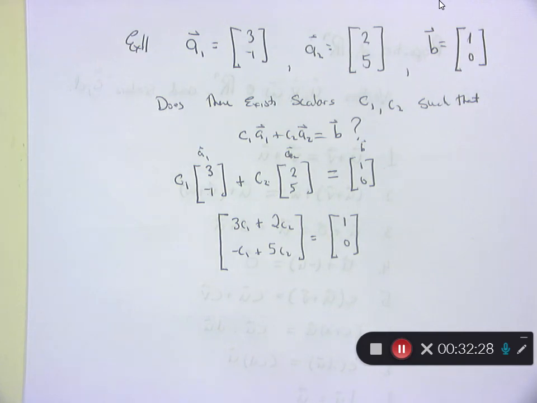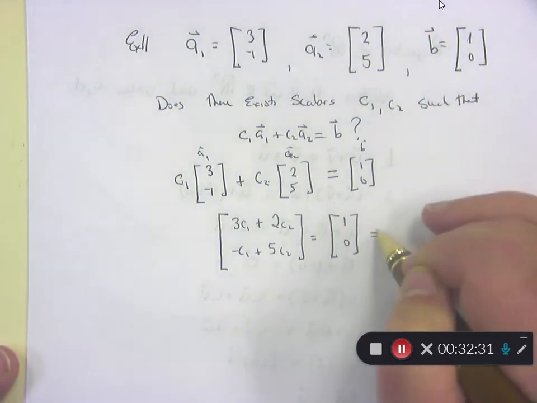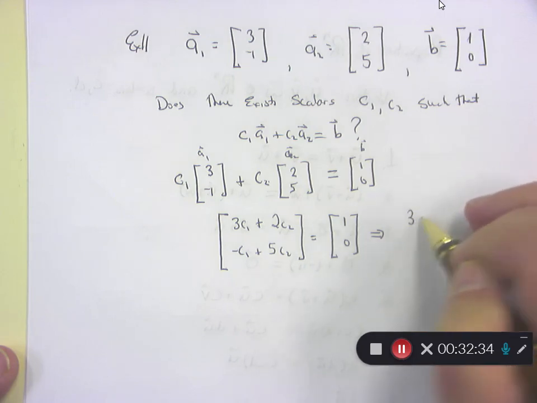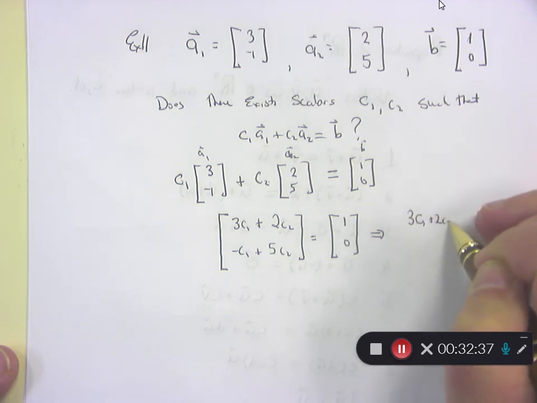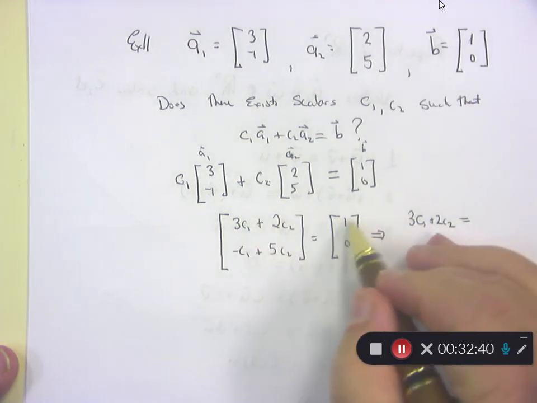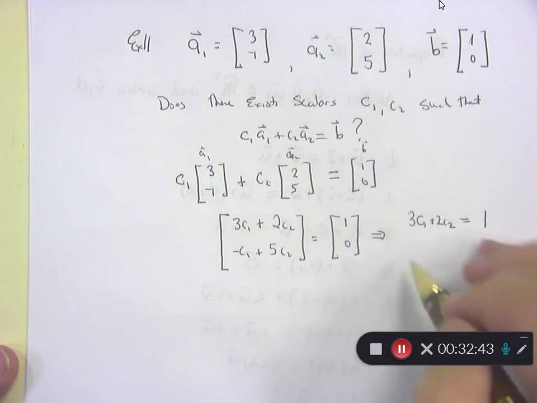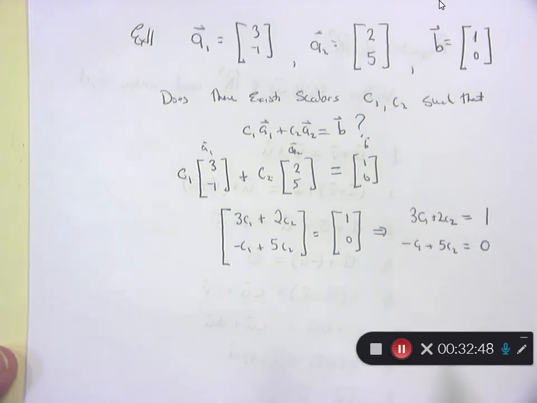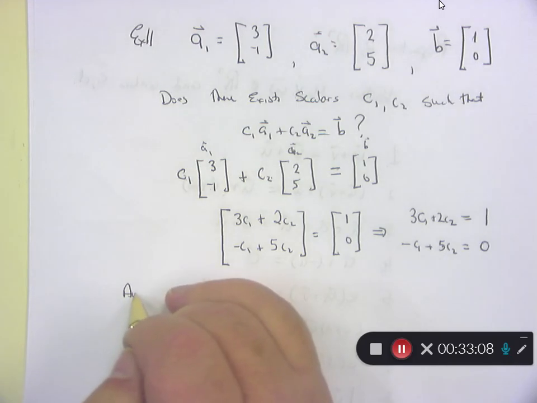How are two vectors equal to each other? For two vectors to be equal, the first component, 3C1 plus 2C2, has got to be equal to the first component of the other vector, which is 1. And -C1 plus 5C2 has to be equal to 0. And all of a sudden, you went from playing in the world of vectors to systems of equations again. Now, how would you find the solution for this? What would you do based upon what we did at the beginning of class? What kind of matrix? Augmented matrix. You see where we're going with this.